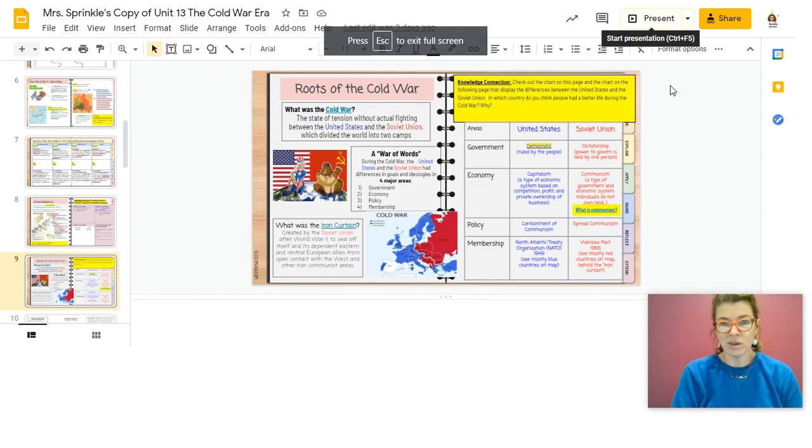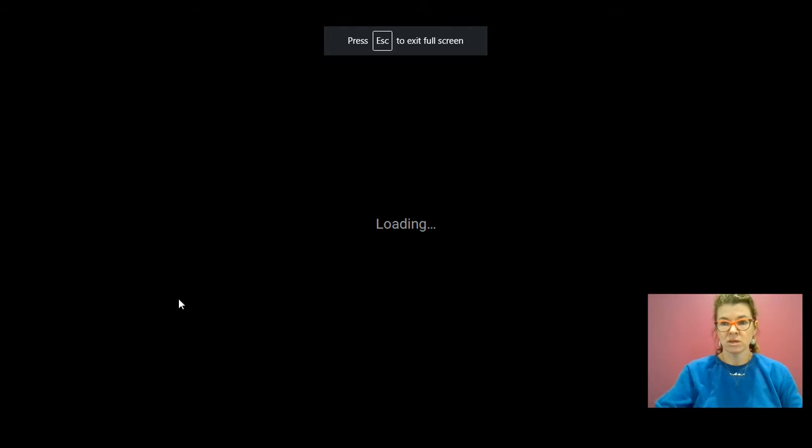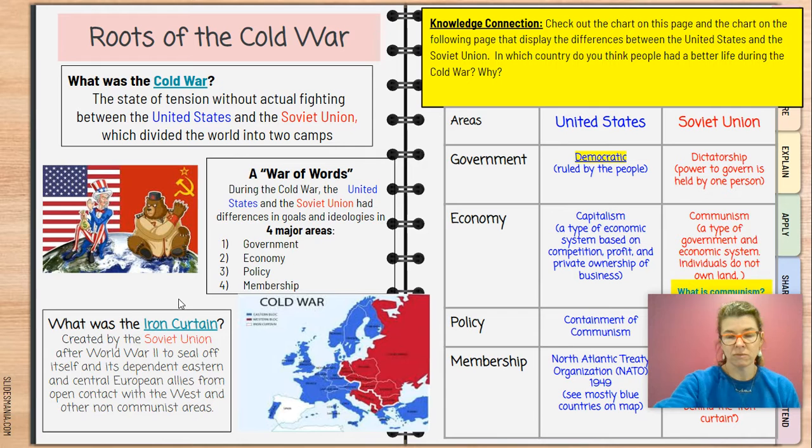So, today we are going to be continuing our study of the Cold War in Unit 13, and we are going to be talking about the roots of the Cold War. If you think about a root, you think about what started something, or where something starts if you're thinking about plants, and growth and things like that.